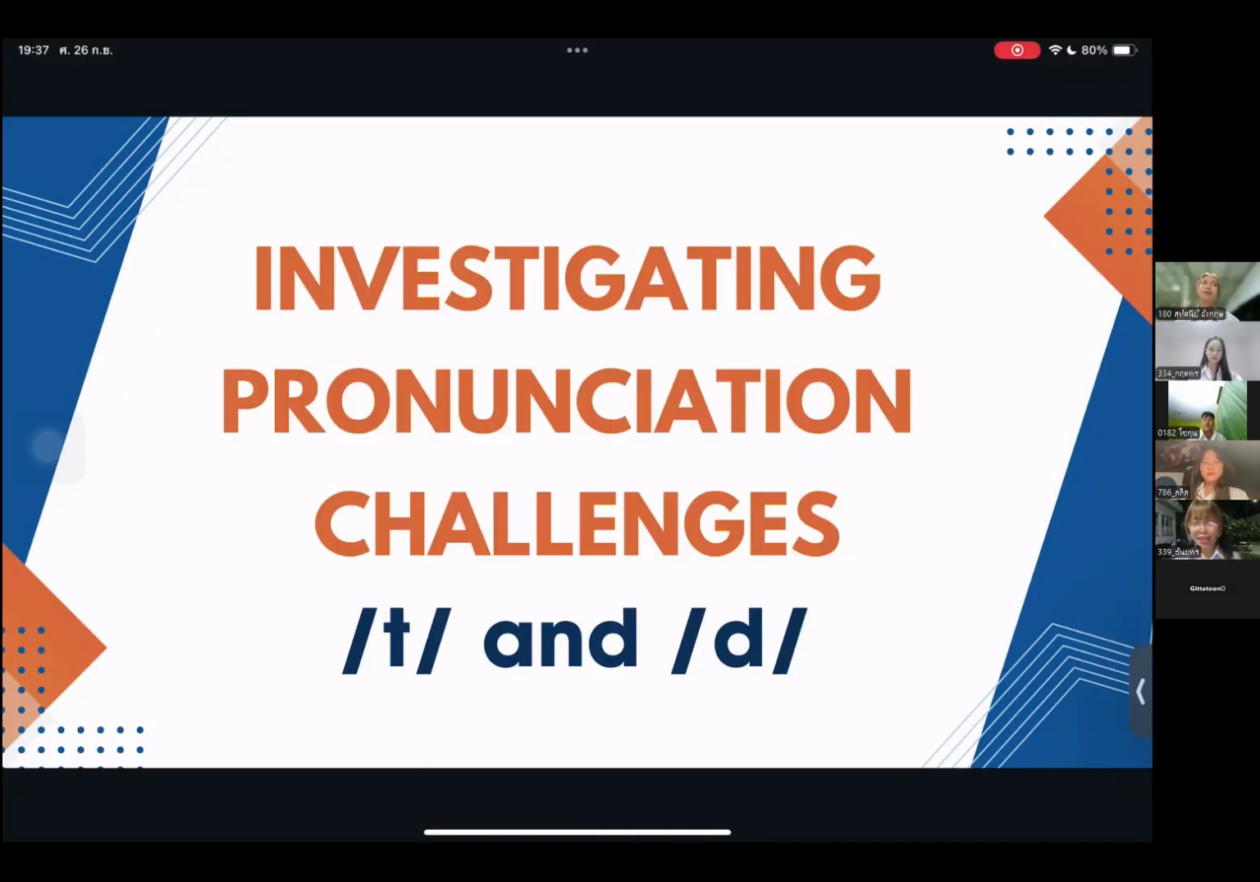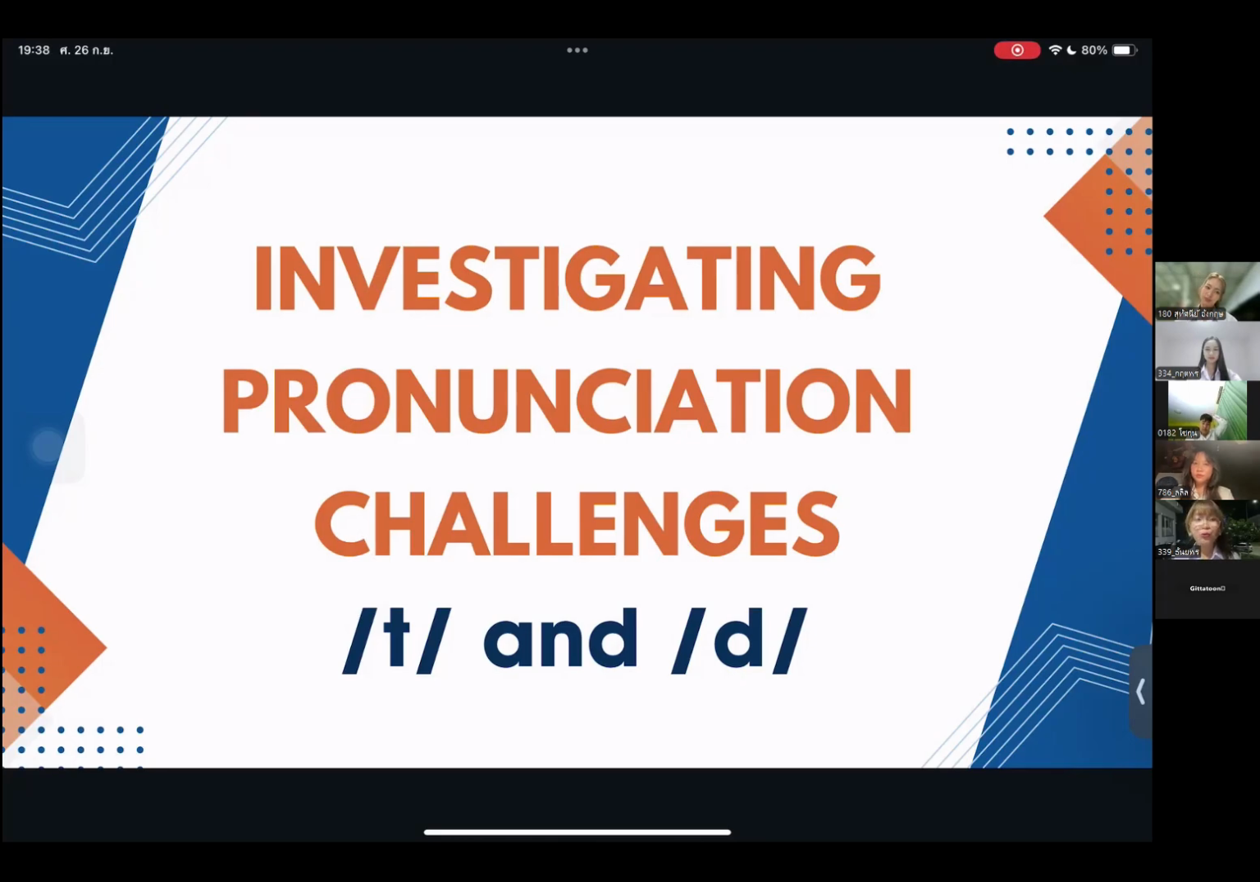Hello everyone. Today our group will present on pronunciation challenges with the sounds T and D among Thai EFL learners. We chose these sounds because they are crucial for intelligibility, but Thai and English handle them very differently.